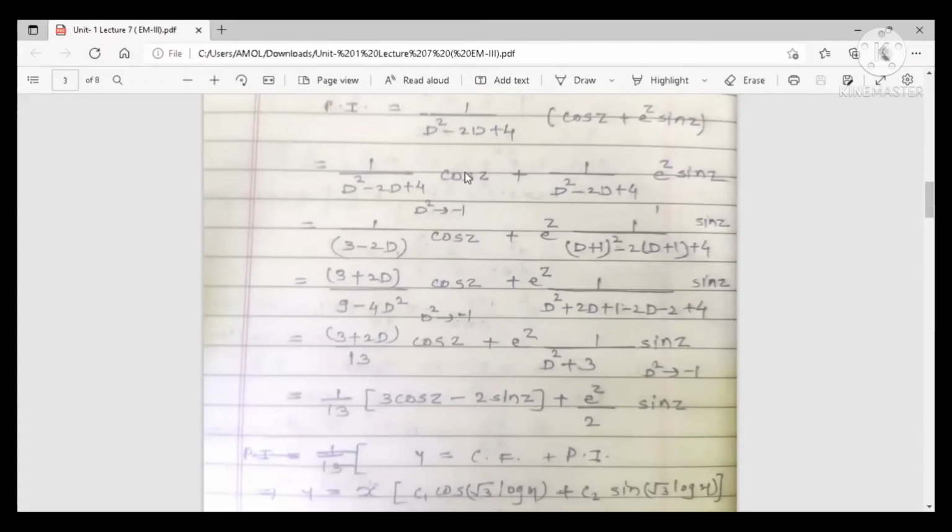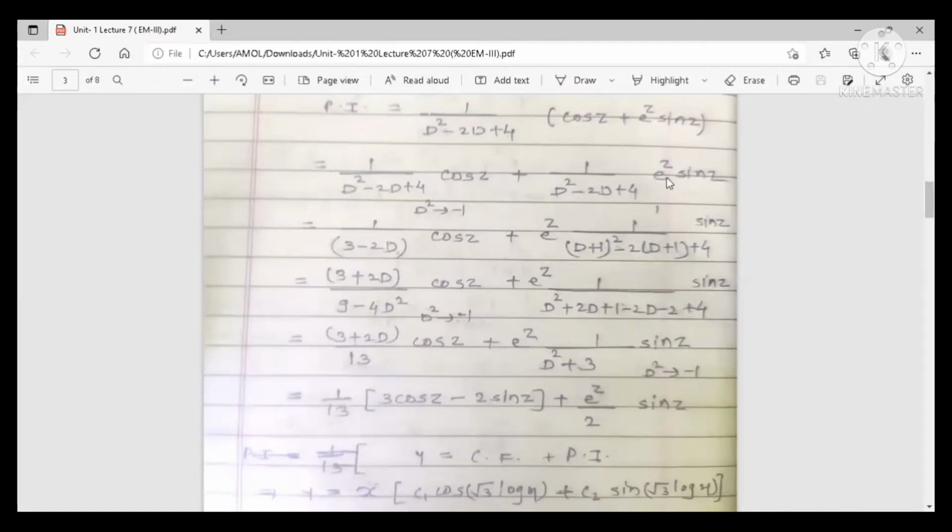You know how to solve for trigonometric functions, sine function or cos function. We always replace the term of D square by minus a square, where a is the coefficient of the trigonometric function. Here the function is cos, and with the angle z the coefficient is 1, and the square of 1 is 1. So we replace D square by minus 1, then the term in the denominator will be minus 1 plus 4, that is 3, and this minus 2D as it is, because we are replacing only the terms of D square. So the denominator is 3 minus 2D, cos z, plus.